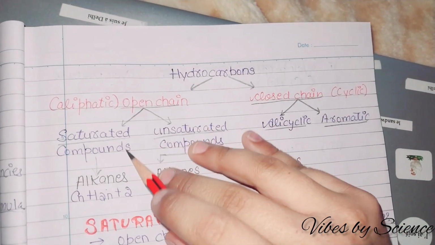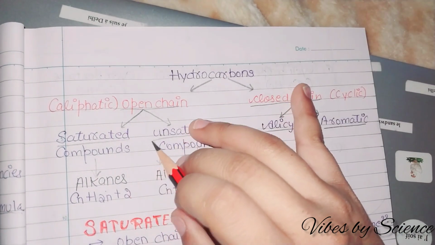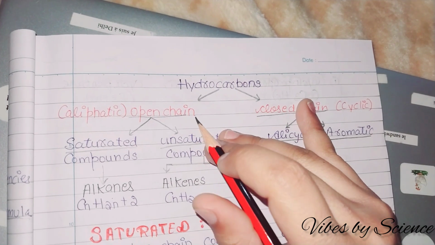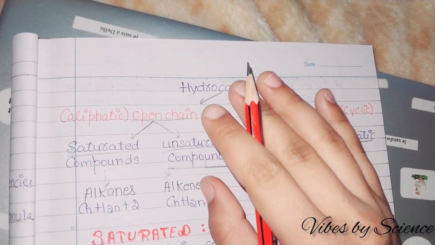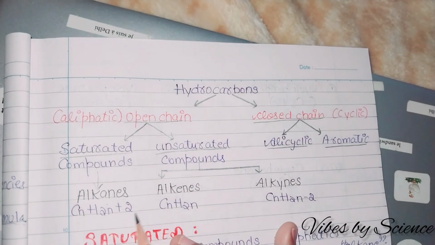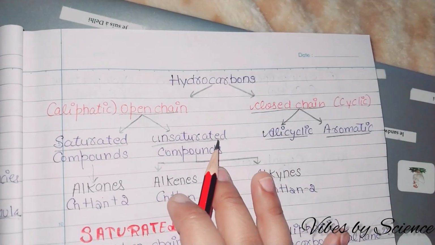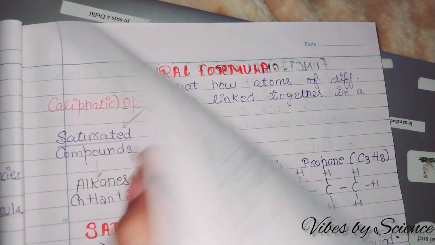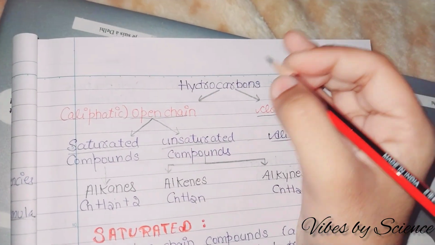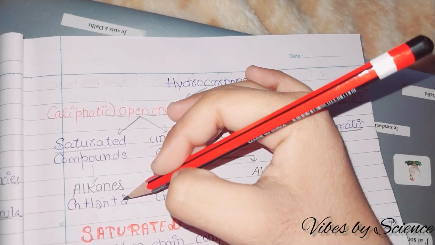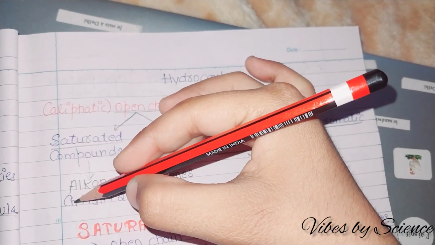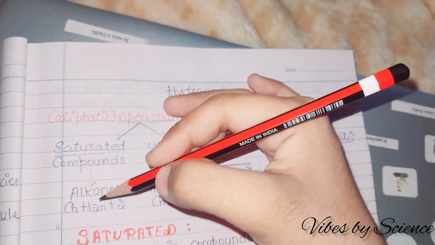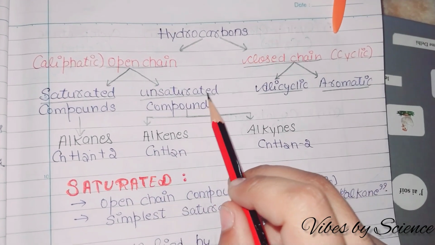Here saturated compounds are further classified into alkanes. Alkanes are those compounds which make only single bonds, meaning they are single bonded compounds. There is no double bond in these types of compounds. The simple general formula of alkanes is CnH2n+2, where n depicts the number of carbon atoms present in that particular compound. Fine.